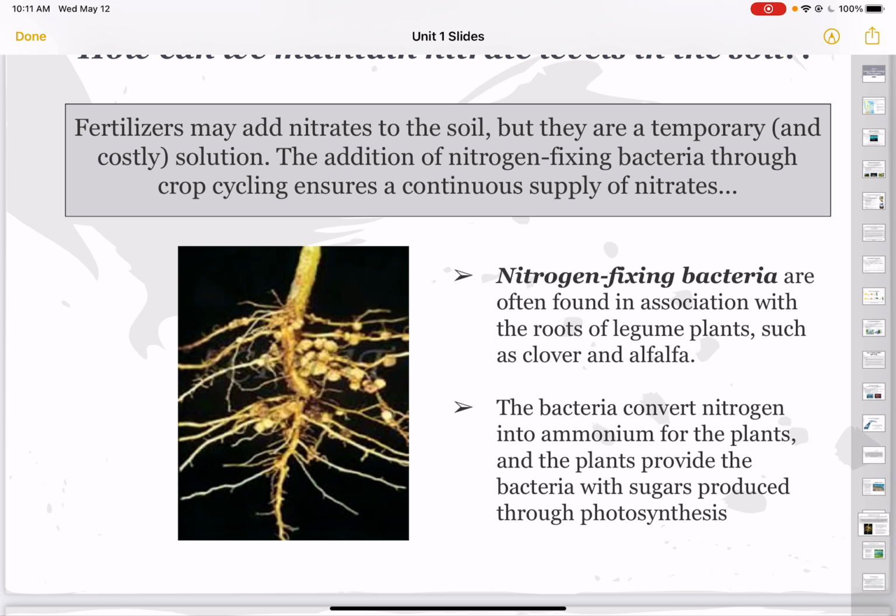So the bacteria convert nitrogen into ammonia for the plants, and the plants provide the bacteria with sugar produced through photosynthesis. So they have a nice symbiotic relationship, is what we would call it, so they're helping each other out.